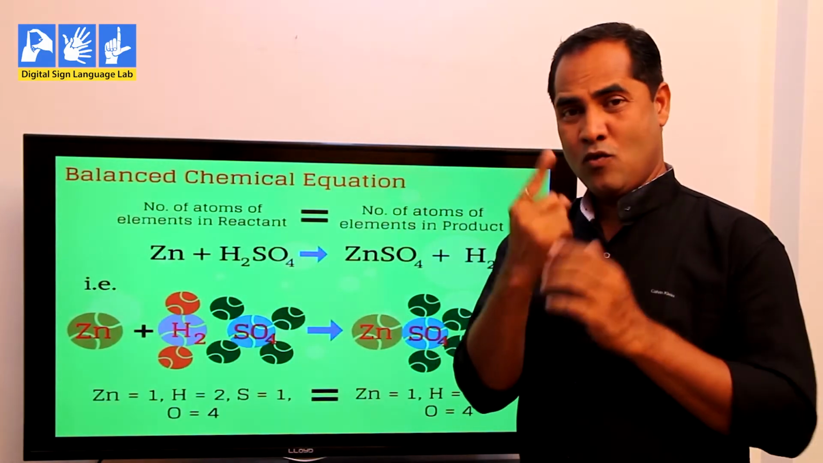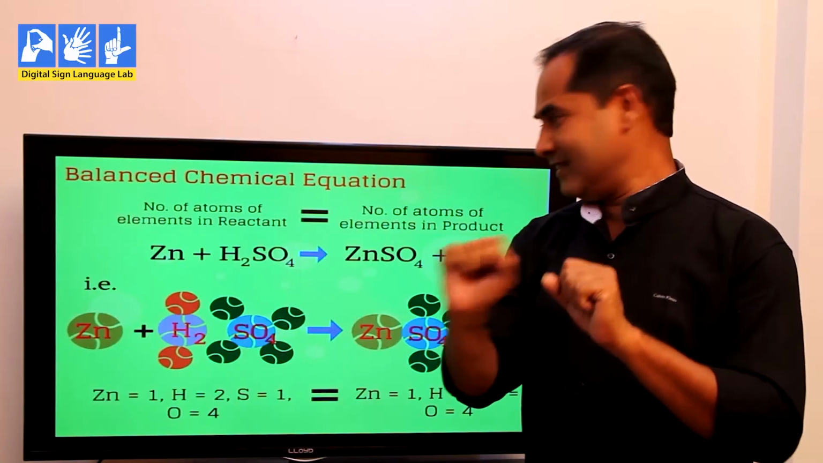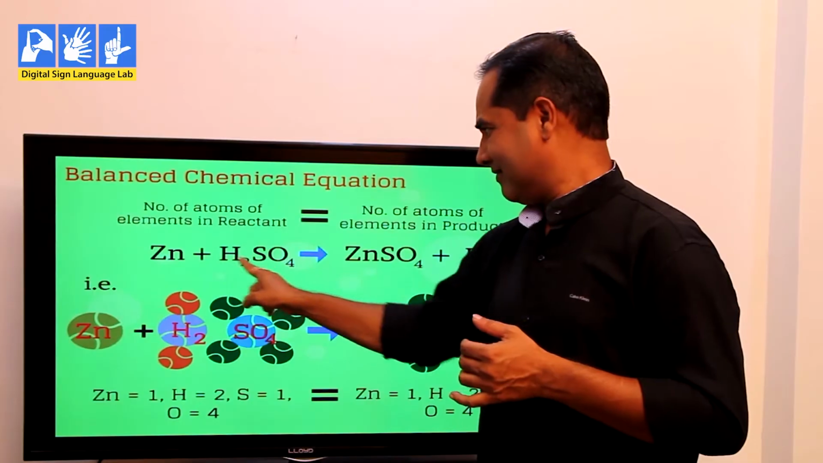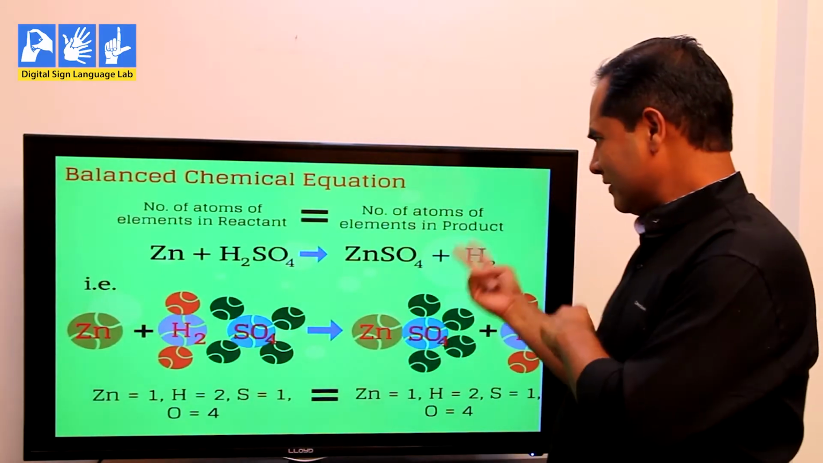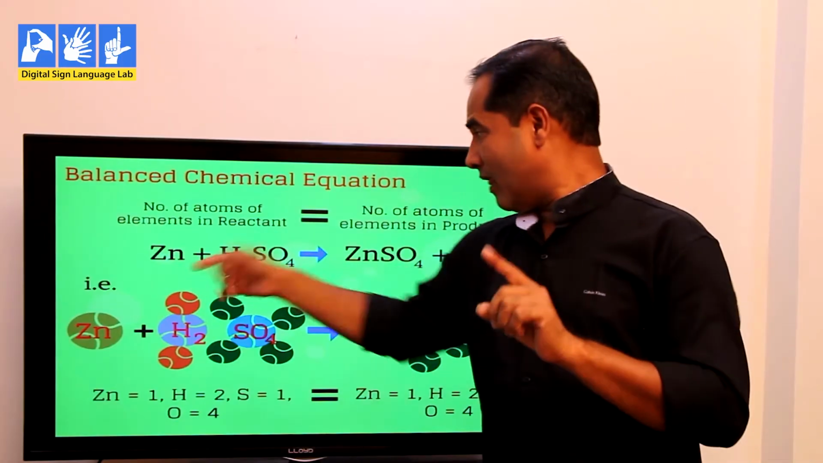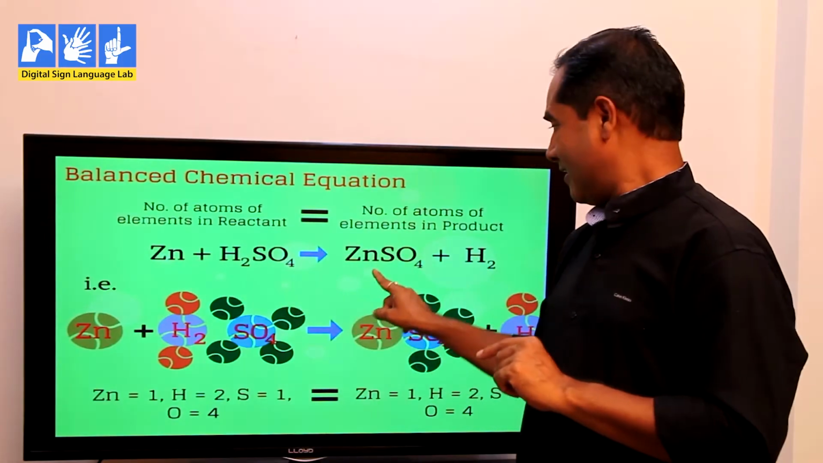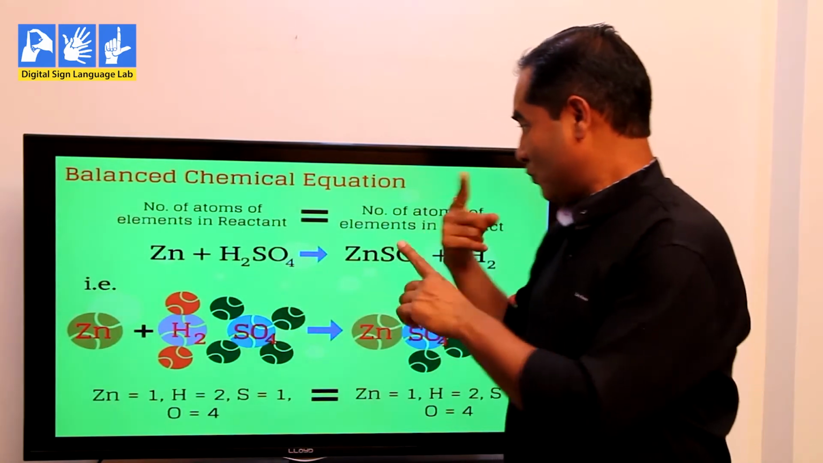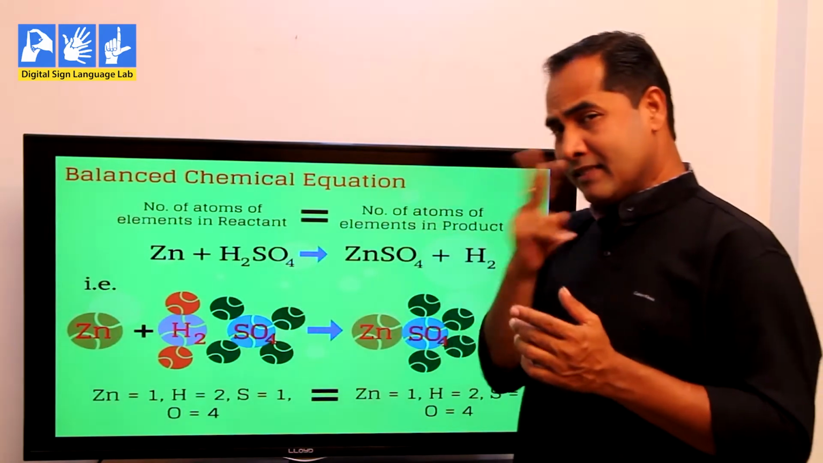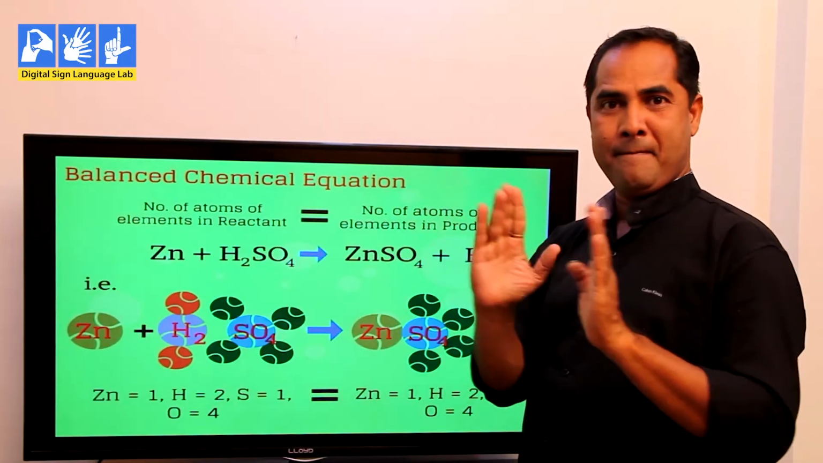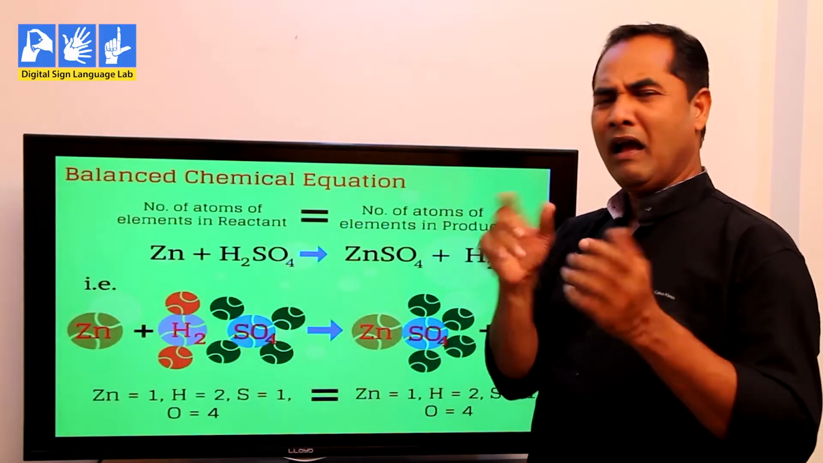I'll give an example. That's zinc. That's H2SO4 or sulfuric acid. On the right hand side we have zinc sulfate. So you can see in the left hand side there was one atom of zinc and it remains the same. Similarly, hydrogen, we had two on the left hand side, has to be balanced on the right hand side. So both sides have to be balanced.